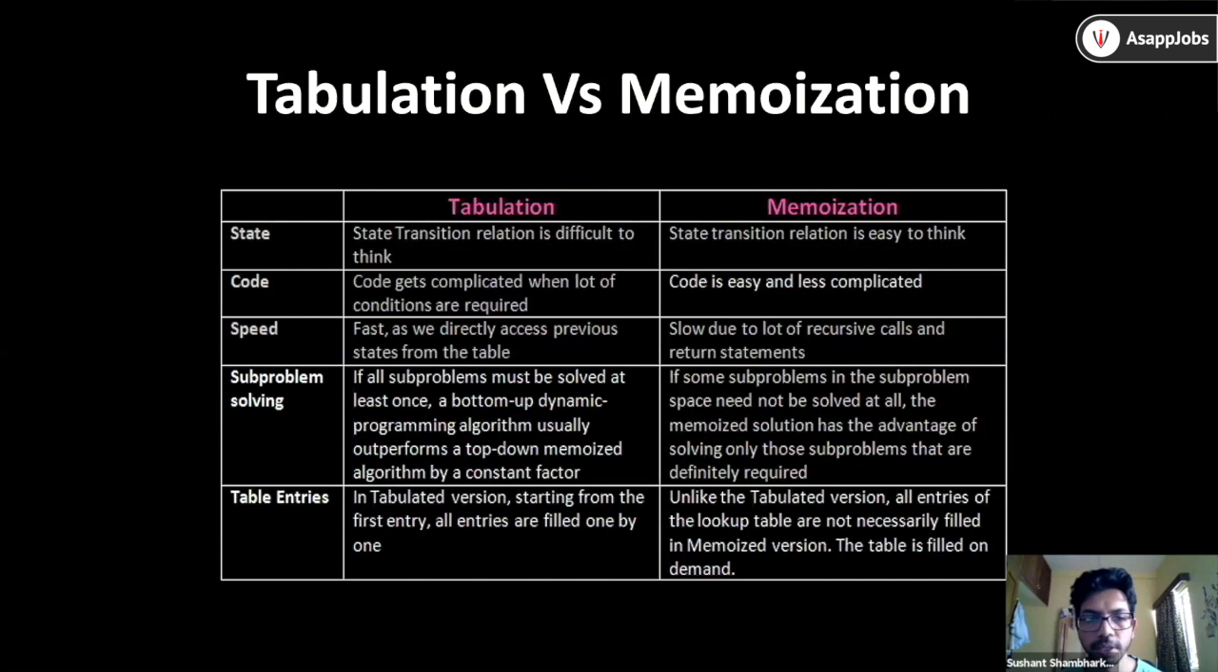Table entries: in the tabulation version, starting from the first entry, all the entries are filled one by one. For a Fibonacci sequence, you will fill the first entry, then the second, then the third. So you keep on building the array depending on the previous two values. It's pretty easy and doesn't require a lot of calculation. Unlike the tabulation version, not all the entries of the lookup table are necessarily filled in memoization, and the table is filled on demand.